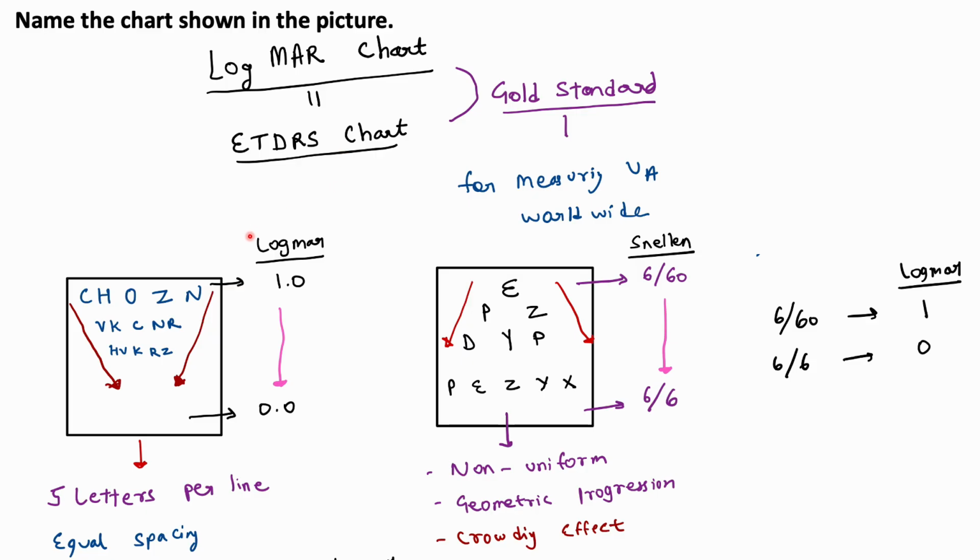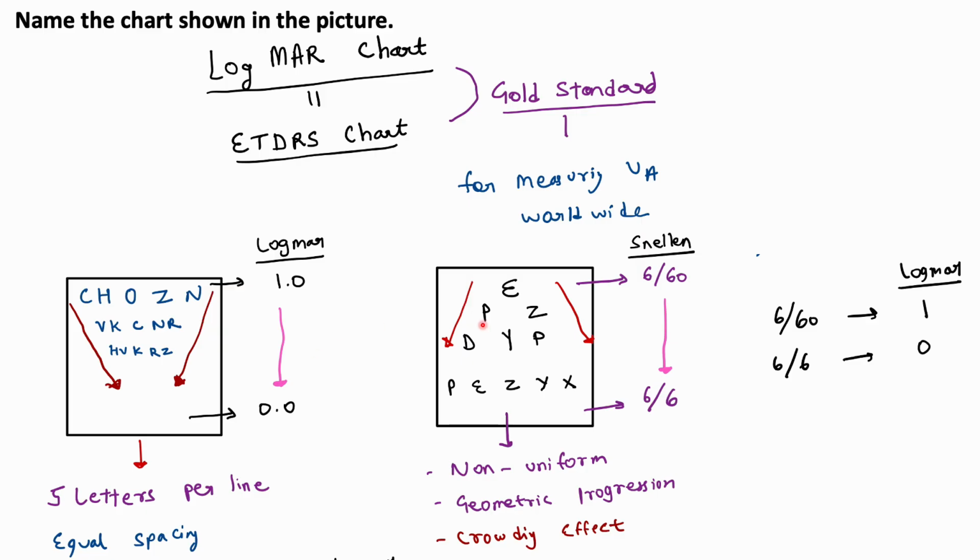So how do we differentiate LogMAR chart versus Snellen chart? If you see this LogMAR chart, it contains 5 letters per row, versus the Snellen chart, which contains unequal distribution. It means the first line will contain one letter, the next line will contain two letters, the next three, like this. There is a progression in the Snellen chart, whereas the LogMAR chart will have an equal number of letters and there is logarithmic progression, whereas in the Snellen chart it is geometric progression. And if you see the last line in the Snellen chart, there is the crowding phenomenon. So LogMAR has 5 letters per line and there is equal spacing.